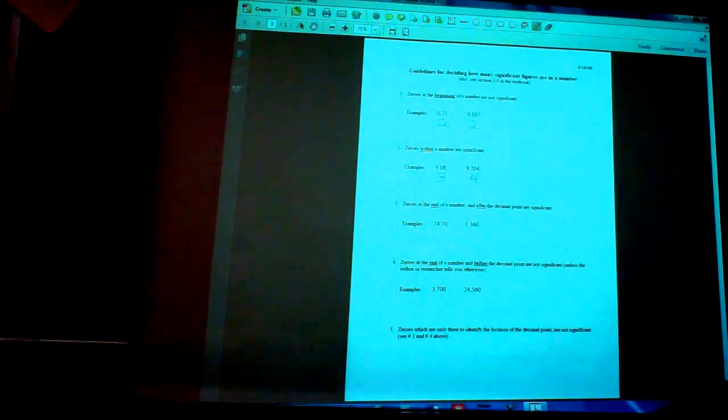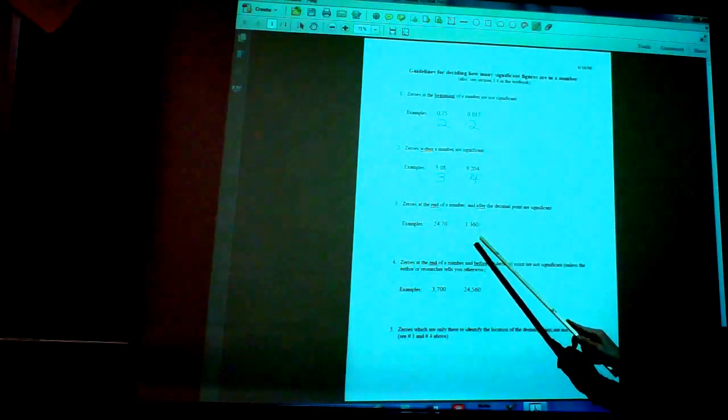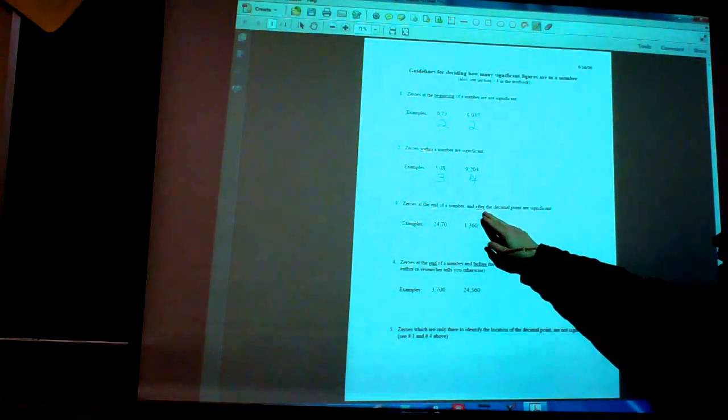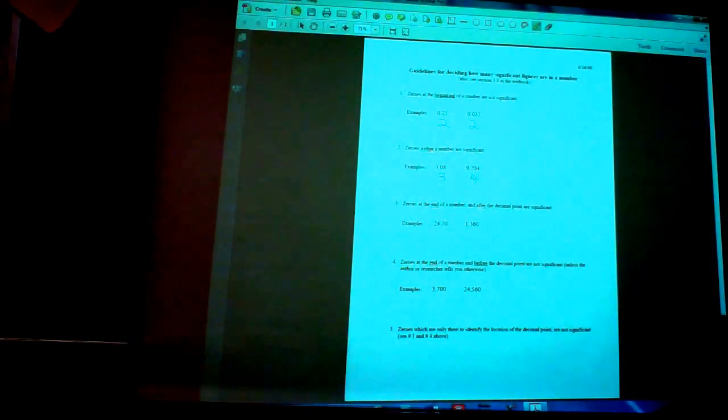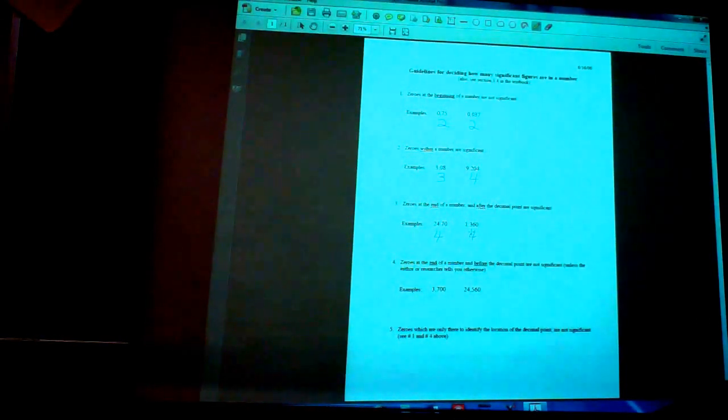And once again, we need these guidelines in order to properly apply the rule of significant figures, and we'll get back to that in a minute. All right, number 3, zeros at the end of a number, but also after the decimal point, are significant. So 24.70, all the numbers plus the 0 are significant. 1.360, the same case. They're all significant. So 24.70 has 4 significant figures. 1.360 also has 4 significant figures.